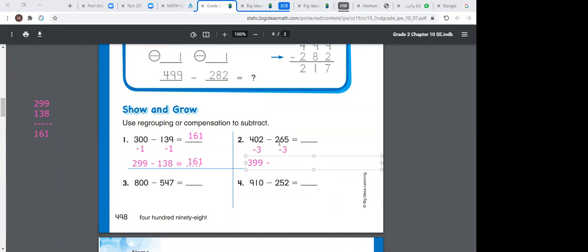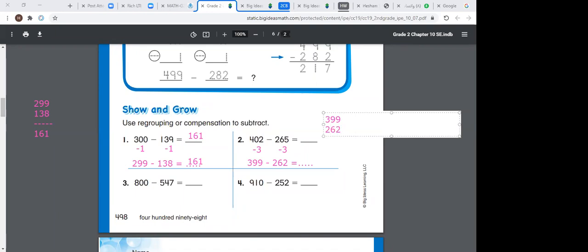265 minus 3 equals 262. Now let's get 399 minus 262. Right here 399 minus 262.